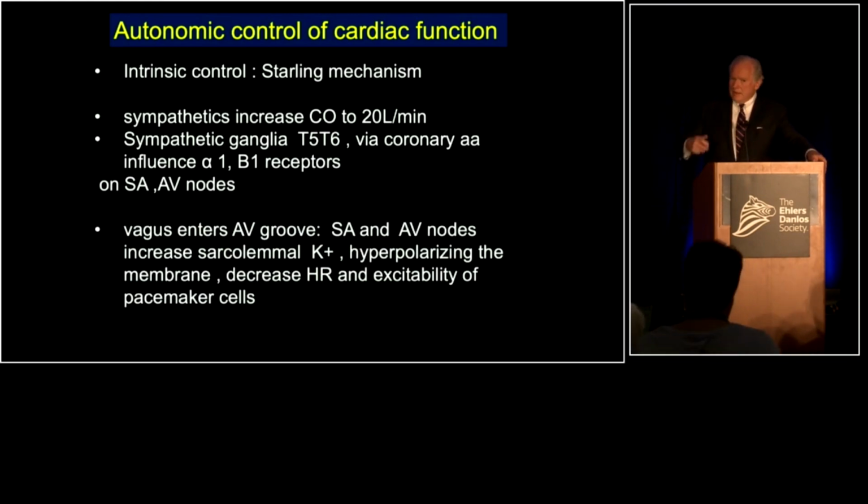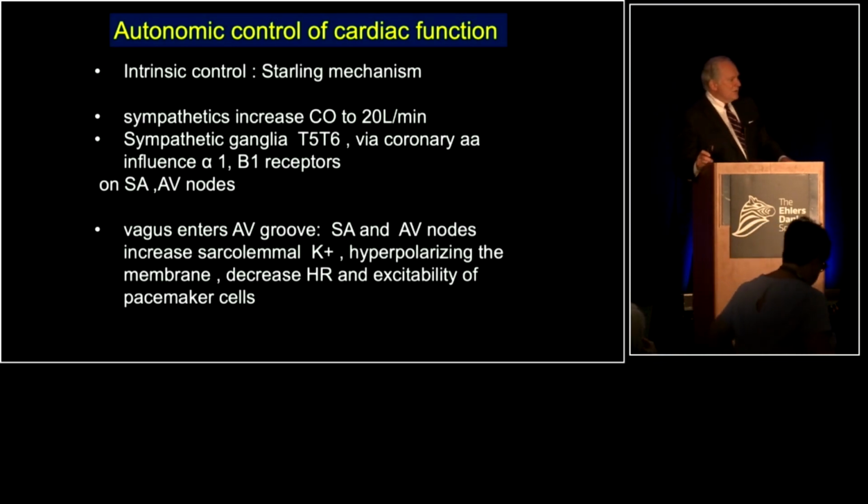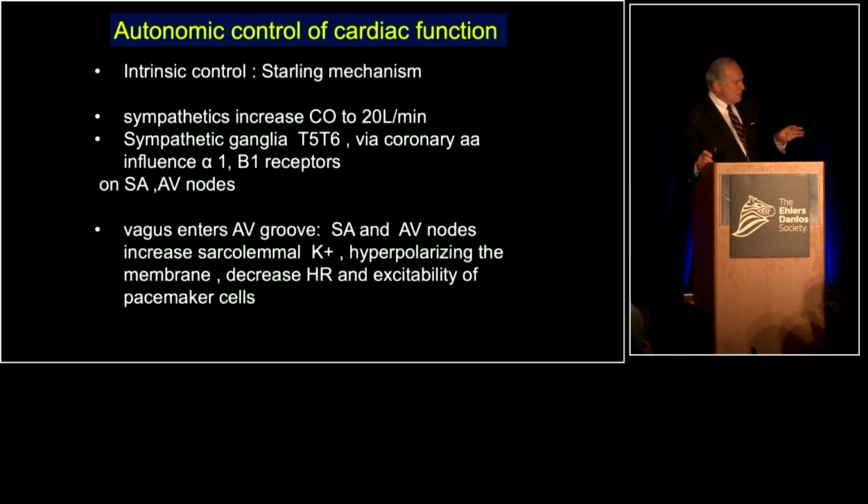The vagus nerve, on the other hand, sends a branch to the heart and to the same nodes, and it causes an increased potassium release that hyperpolarizes the membrane around the muscle and makes it less responsive to slow down the heart rate.